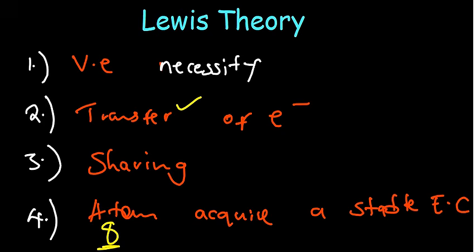Okay? So from here, we're now going to look at a Lewis structure in the next video, which is a combination of Lewis symbols that represents the transfer or sharing of electrons between the atoms involved in the formation of a bond.